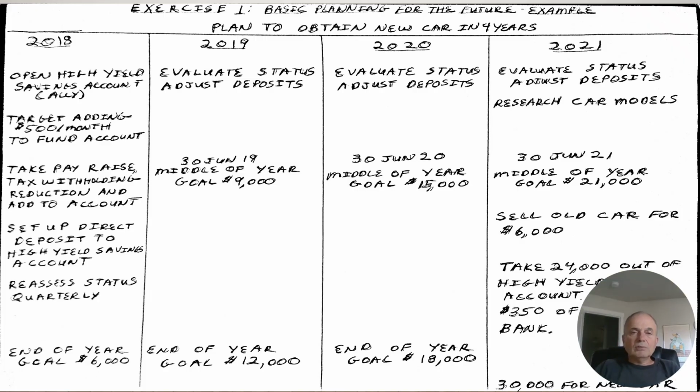Okay. So here's an example from the book. I did this back in 2018. It's how to obtain a new car in 4 years. The thinking at that time was I need to get $30,000 in 4 years to do that. And so I broke that into four segments: 2018, 19, 20, and 21. By 2021, I'm going to have 30,000. I'm starting with nothing.